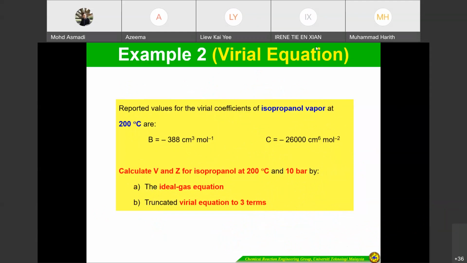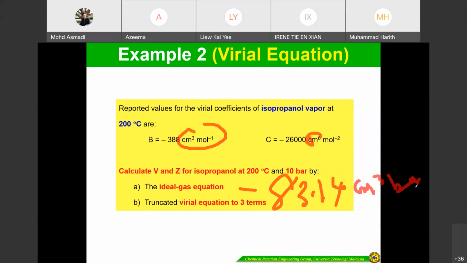What is the answer? Okay, if you look at here, the unit is centimeter, cubic centimeter, right? So the R, you just use R is equal to 3.14. Okay. Apa lagi ada lagi tak? Okay. Apa lagi 83.1 per mol per Kelvin.